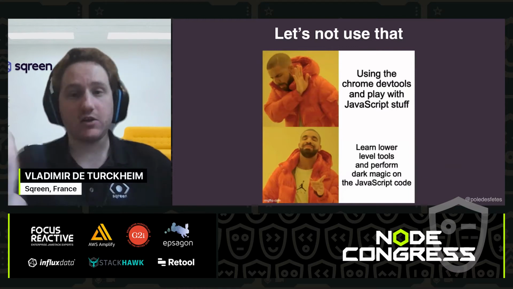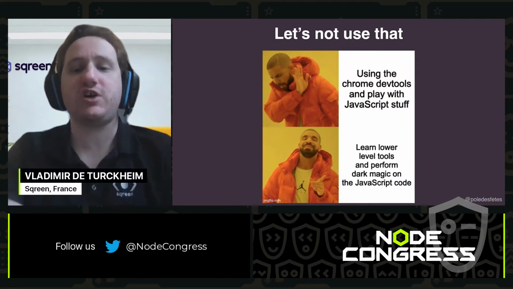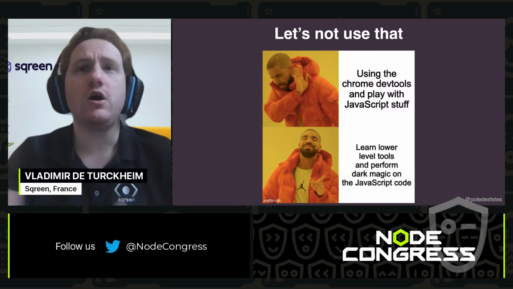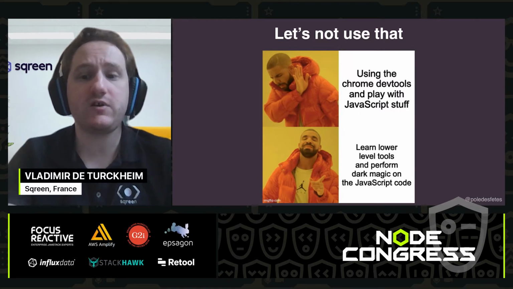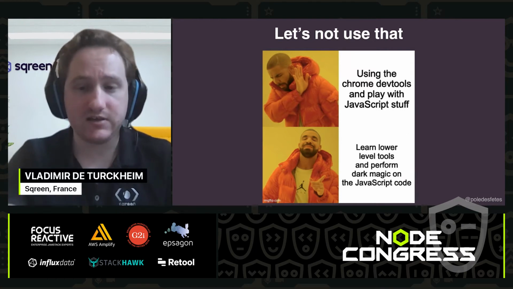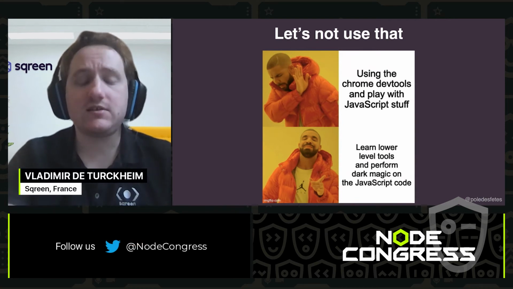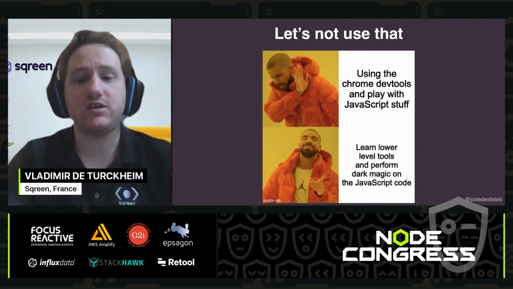Okay, so let's not use that. We could be a normal person and use the Chrome DevTools and only play with JavaScript stuff. We would, for instance, monkey patch a method on an event emitter, to identify an event emitter that sends the request event. And based on that, we will monkey patch this emitter because we identify it's an instance of http.Server. And that's actually totally doable with the JavaScript shell of the DevTools. But let's not do that. Let's actually learn to use lower level tools and perform dark magic on the JavaScript code.